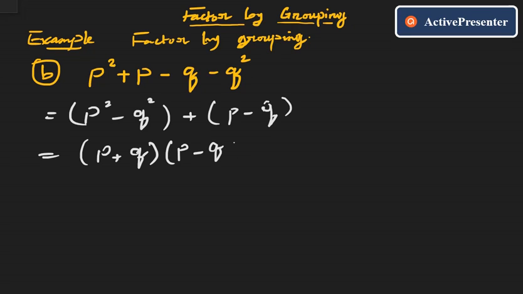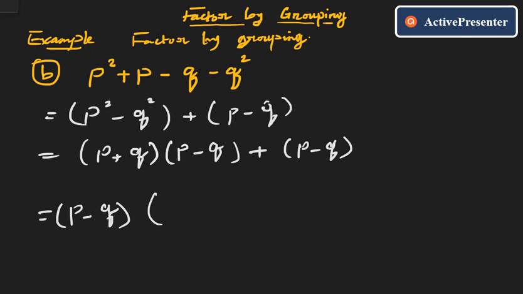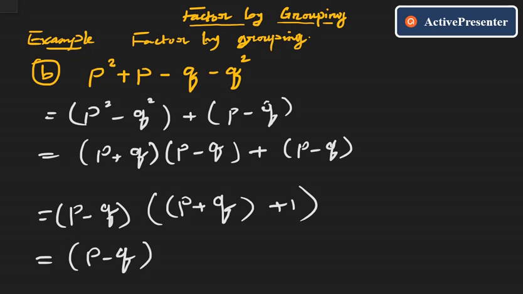Here we will be left with plus b minus q. Are we done? No, we take the greatest common factor as b minus q aside. We have b plus q, and here you will have plus 1. Now complete, we'll have b minus q multiplied by b plus q plus 1, and your factorization is done.